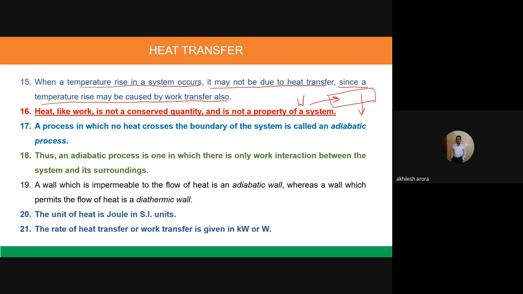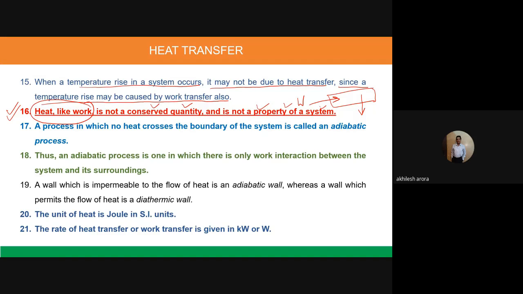Heat, like work, is not a conserved quantity and it is not a property of the system. So mind it, this is very, very important. That is why I have highlighted it in red. Heat, like work, is not a conserved quantity because it is energy in transition. You must be knowing about the first law of thermodynamics, the conservation of energy principle, that energy can neither be created nor be destroyed. But heat and work do not come under that category.